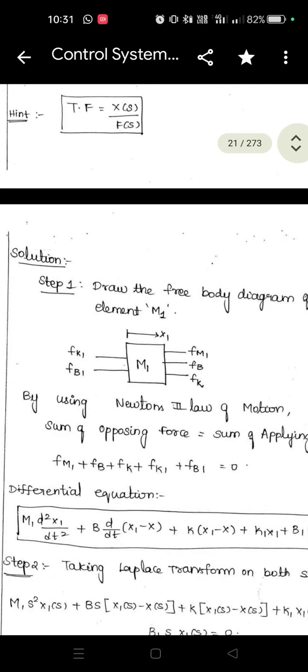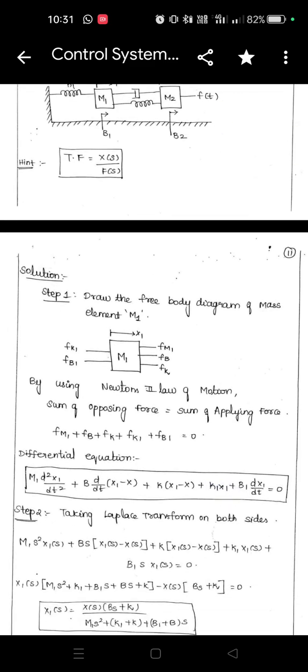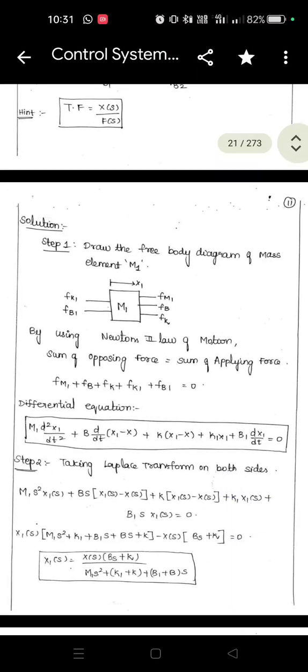In the opposing force we are just writing how many elements are connected. So how many elements are connected? K1, B, K, M, and B1 is indirectly connected. So 5 elements are connected. Here I am writing that the sum of the 5 elements equals the applying force, which is 0. And then I am writing the differential equation or time domain equation for these elements.